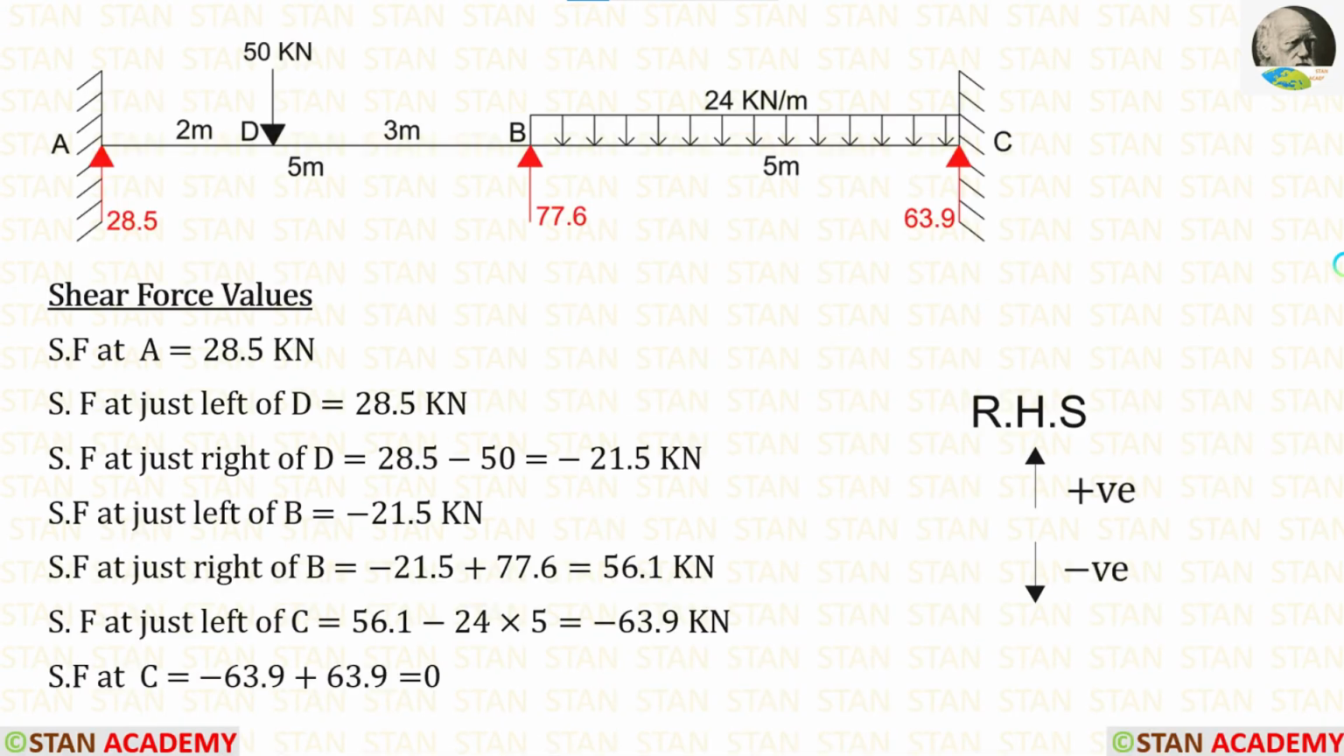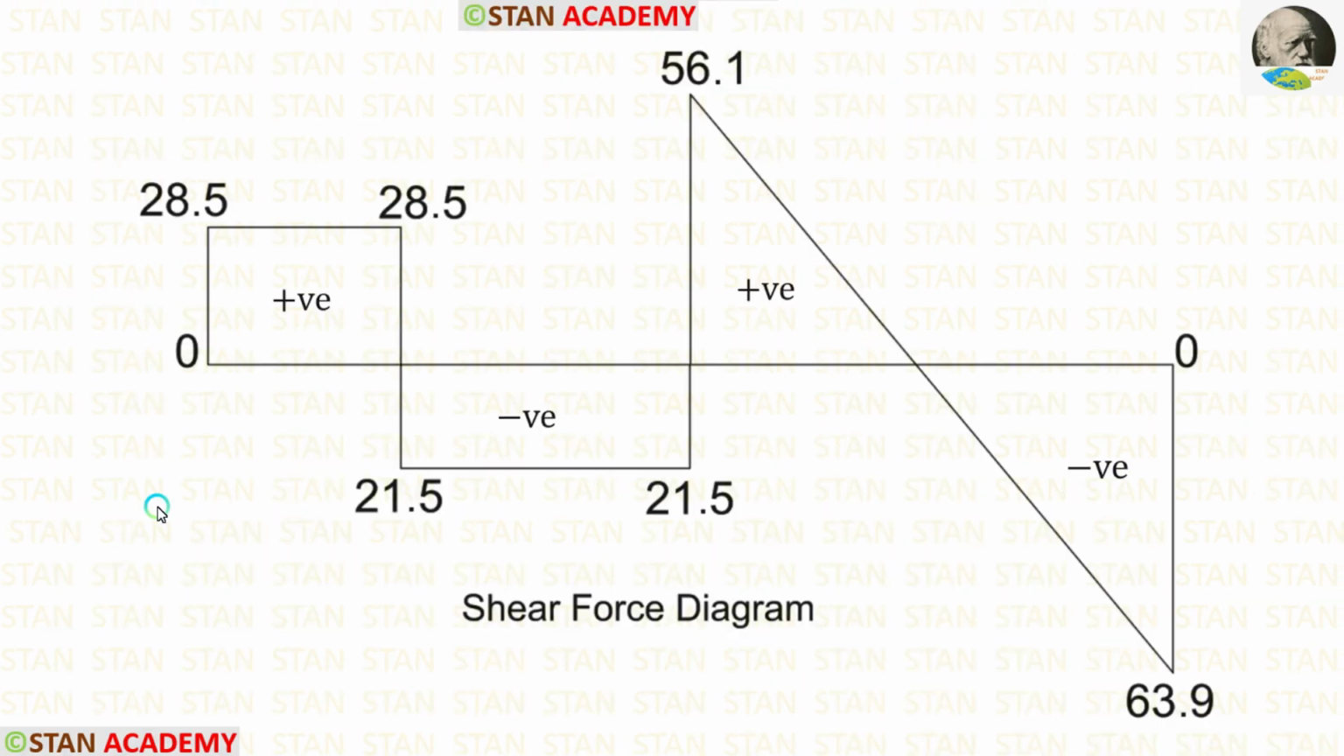Now we are going to draw the shear force diagram. Before drawing, let us find the shear force values. I am going to calculate the shear force values from the point A and towards the point C. In this case, I am moving towards the right hand side. Upwards will be positive and downwards will be negative. You can see the calculations here. Using the values, we can draw the shear force diagram.